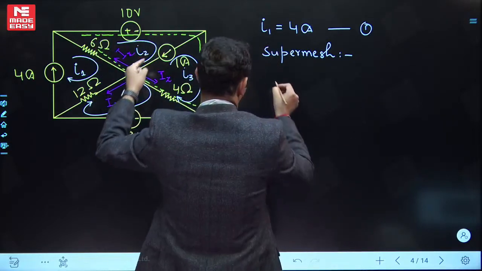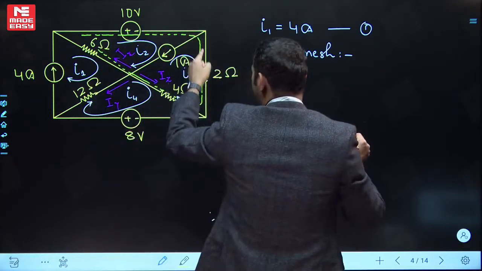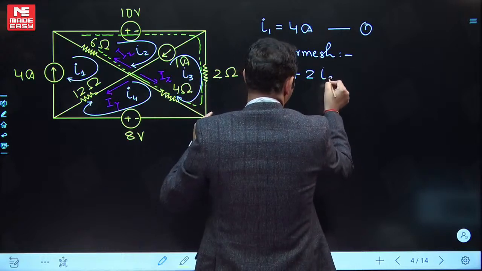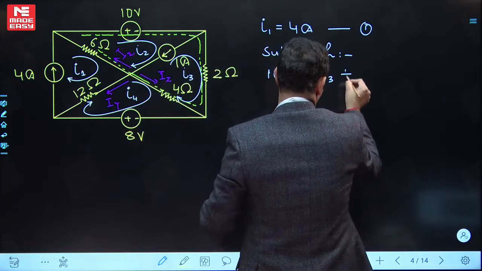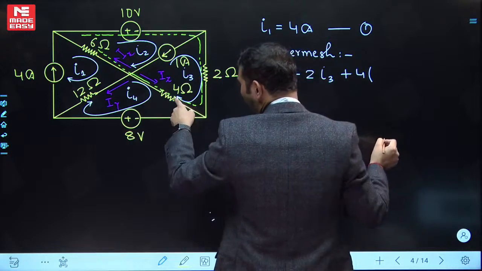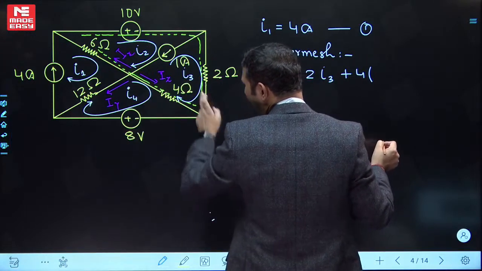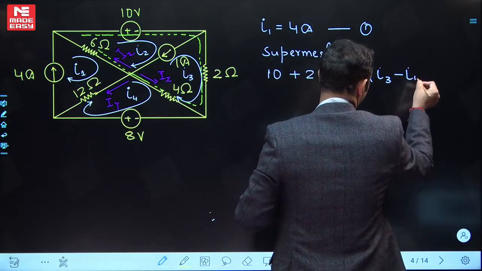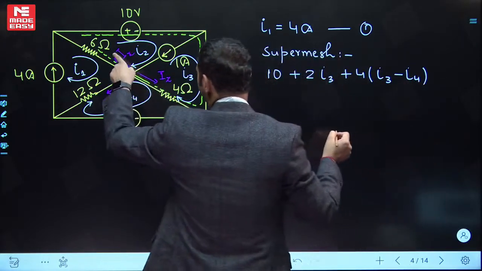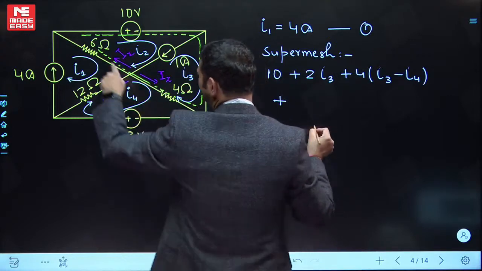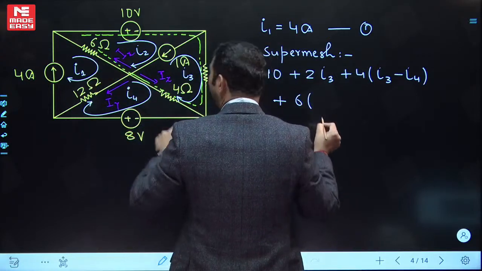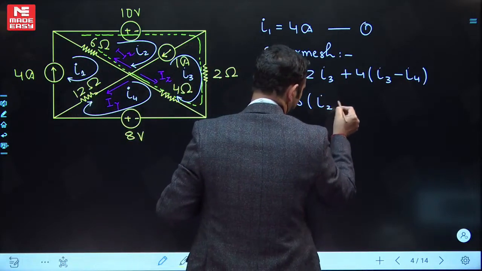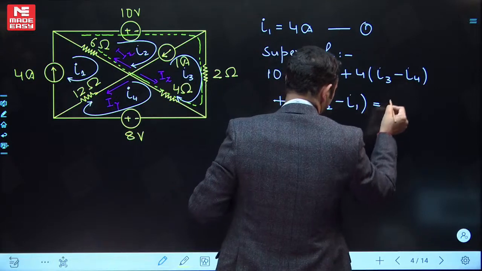I'll be coming like this, so it will be plus 10, reaching over here, plus 2 times I3, moving from here, plus 4 times the two currents. I'm moving in this mesh, so I'll be writing I3 minus I4, reaching over here, plus 6 times, again in this mesh, I2 minus I1, and this is equal to 0.